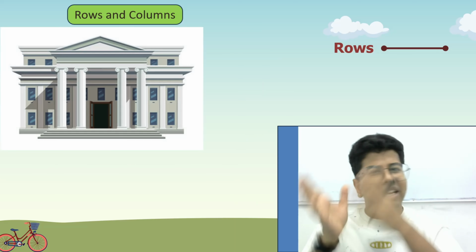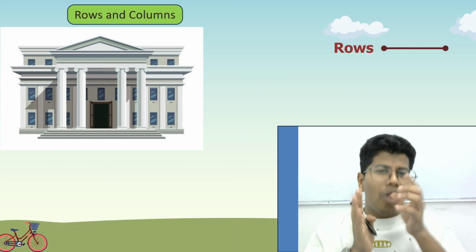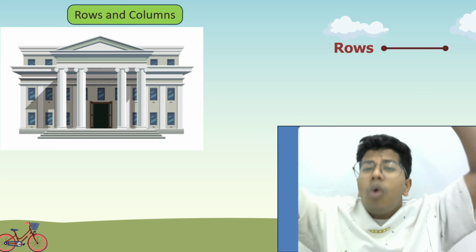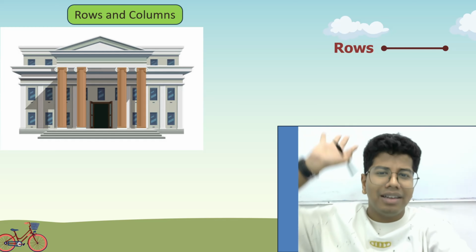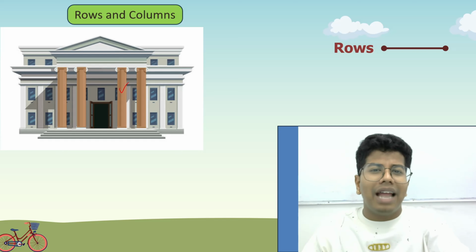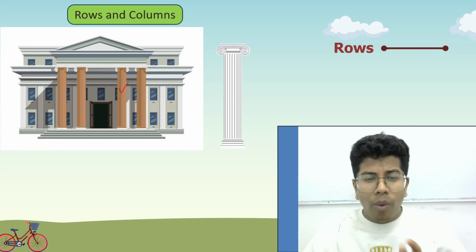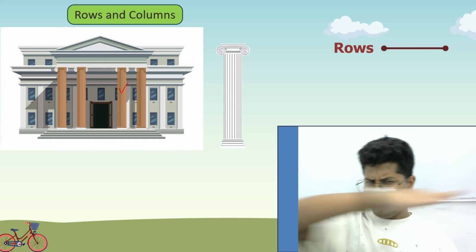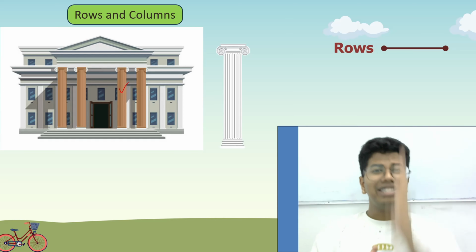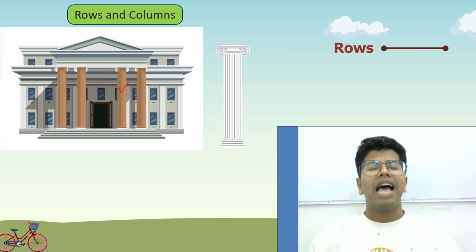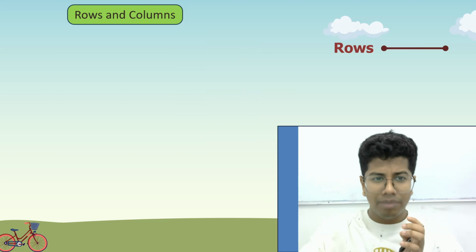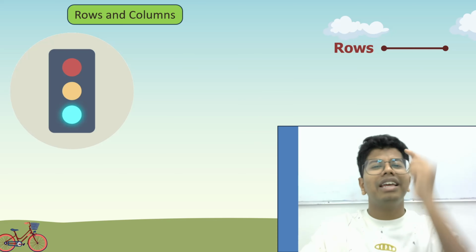We have all seen buildings like this, right? A column is a word we use for the pillars that hold the building. For instance, this part that is highlighted over here, the pillar. What is the arrangement of this pillar? Is it in this line? No, it's standing. It's in this line. So whenever things are kept in this arrangement, we call it a column.